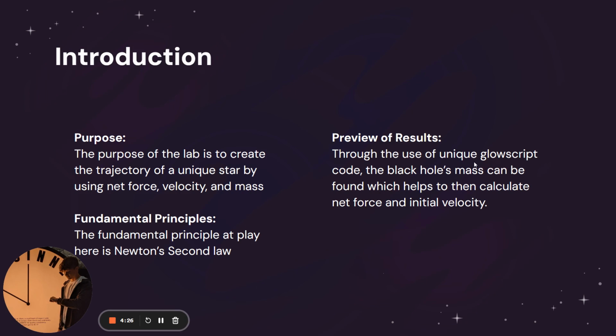For the introduction, the purpose of the lab is to create the trajectory of a unique star by using net force, velocity, and mass. The fundamental principle at play here is Newton's second law, or the momentum principle. Through the use of unique GlowScript code, the black hole's mass can be found, which helps to then calculate net force and initial velocity, and that is the preview of the results.